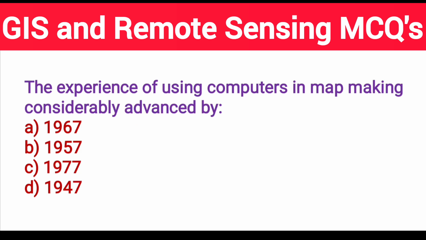Next question, the experience of using computers in map making considerably advanced by option A, 1967, option B, 1957, option C, 1977, option D, 1947. So the correct answer is option A, 1967.